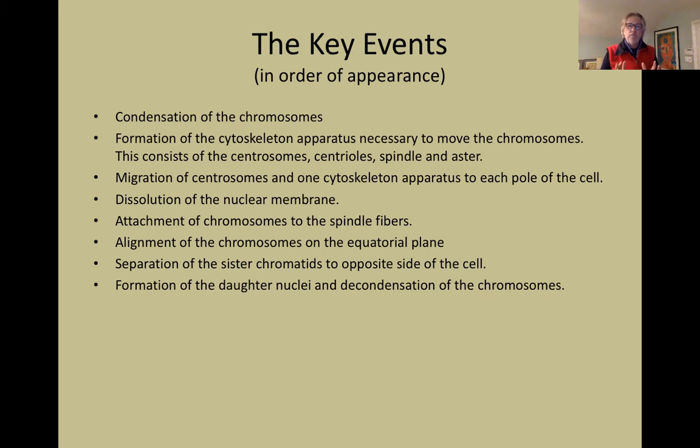Eighth is now the reformation of the nuclei in the daughter cells, and then the decondensation of the chromosomes. In other words, the chromosomes relax again, and you can no longer see them as individual chromosomes. And then finally, 9th is cytokinesis. So we're going to go over this several times today so you really get an understanding of this.